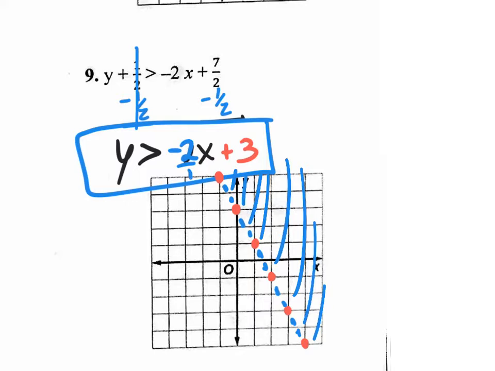So if you would have done it the way you're supposed to by testing 0, 0, it would not have worked. And we could even show that to you right here. If I plug in a 0 for y and a 0 for x, you're going to have 0 is greater than 0 plus 3. 0 is greater than 3. That's false. So this definitely does not work, which means that the other side does work. But the shortcut is, if it's a greater than, you're going to be shading in above the line. If it's a less than, you're going to be shading below the line. Pretty easy to do.